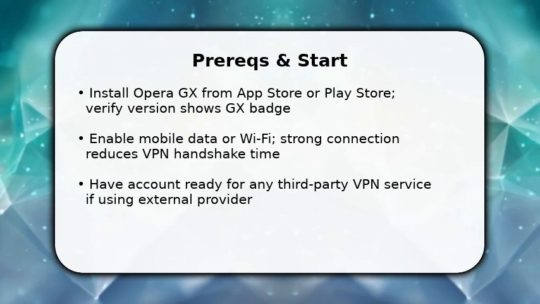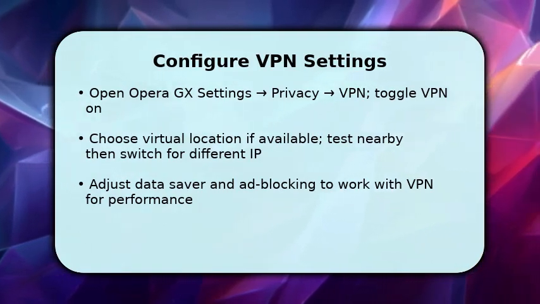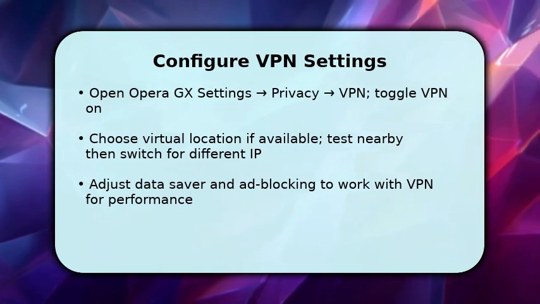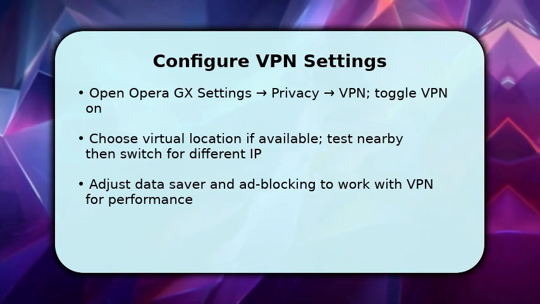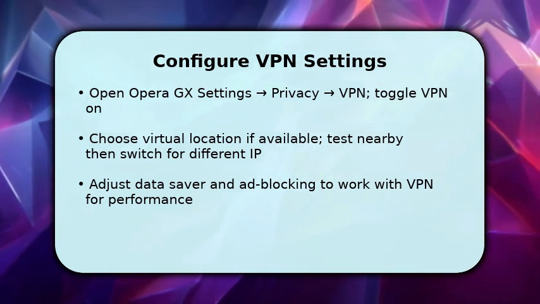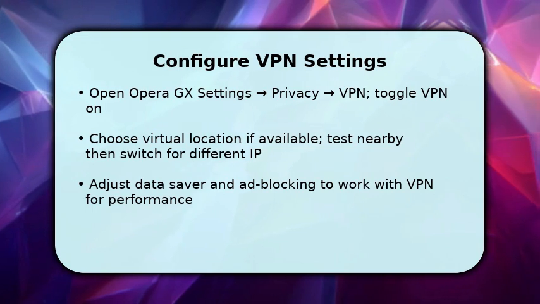Now configure the VPN inside Opera GX. Go to Settings, then Privacy, and flip the VPN toggle to On. You'll see an option to pick a virtual location. Select a nearby server first to verify speed, then switch to other regions for content access. This changes your IP and routing.